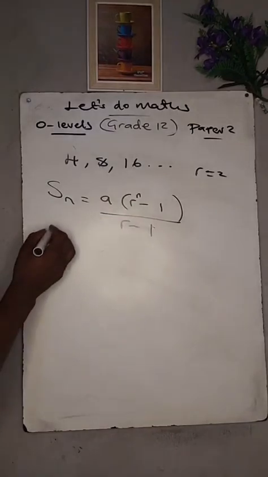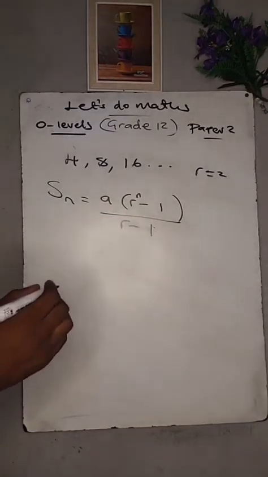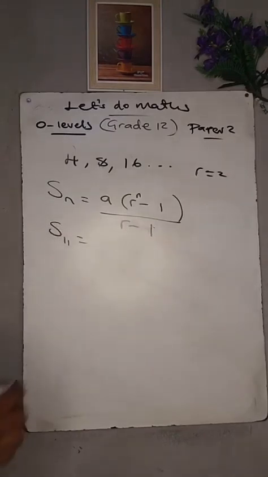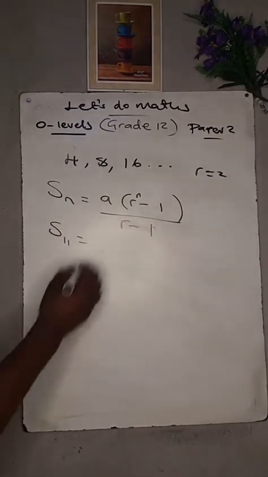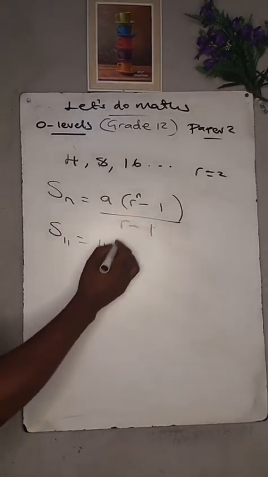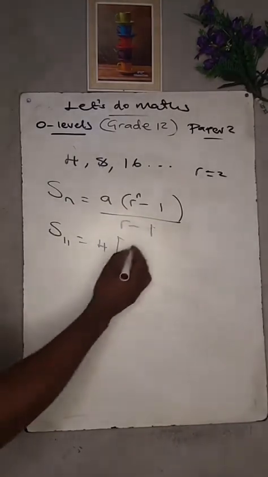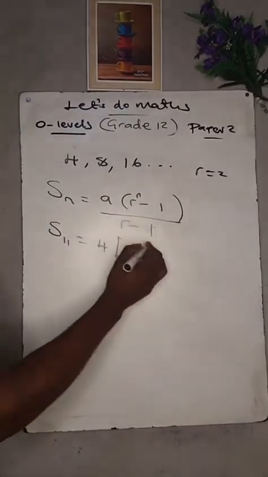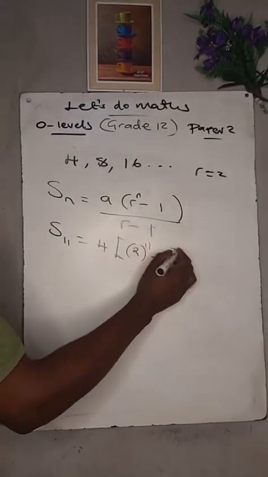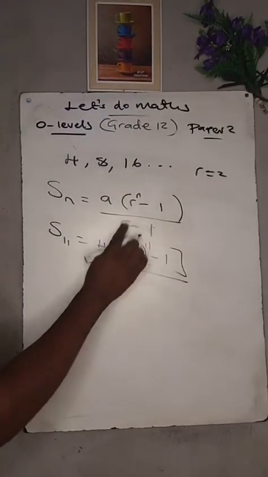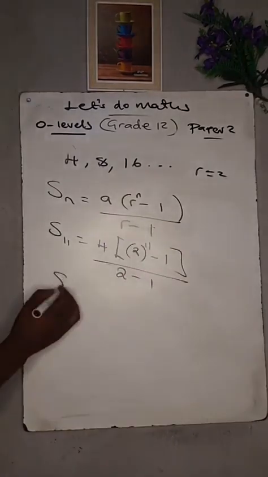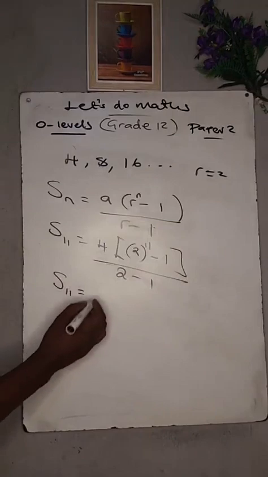We have been told that we should find the sum of the 11th term. So the sum of the 11th term of a geometric progression is equal to, our first term is 4, open bracket, then our common ratio is 2, then our n is 11, so 2 to the power 11 minus 1, over the common ratio 2 minus 1.